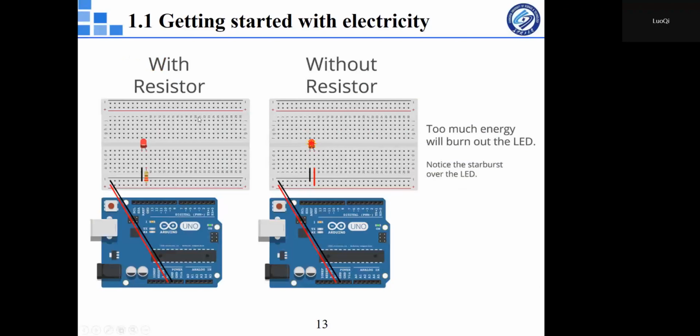We can see two pictures. The left picture with the resistor, the right picture without resistor. Without resistor, too much energy will burn out the LED. Notice the starburst over the LED. Okay, let's simulate burnout situations in the simulator.